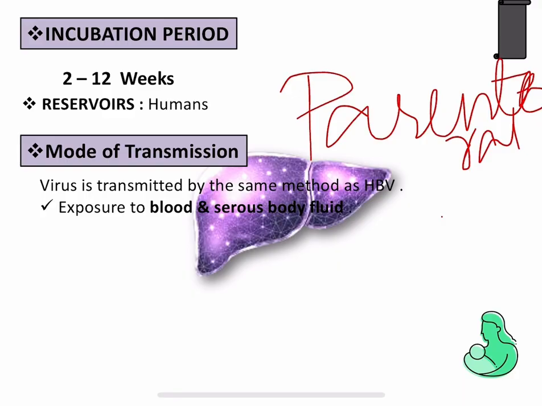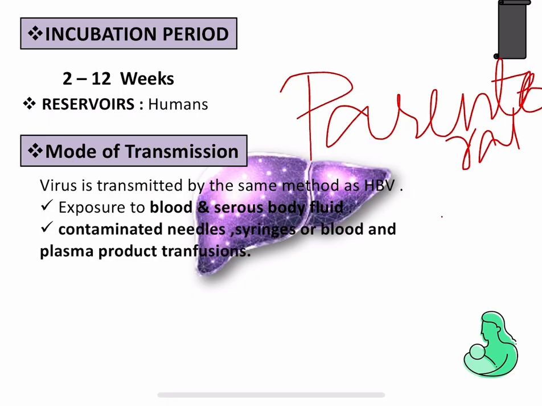So the virus is transmitted by the same method as HBV, which is again parenteral, vertical transmission, sexual transmission, but more prominently it is parenteral. So the exposure to the blood and the serous body fluids will result in the transmission. What do you mean by exposure to blood and serous body fluid? If a person is infected with HBV plus HDV, then the co-infection could be there, or the person can be super infected. These people, if their blood is transfused to a healthy individual without screening, or there is an exposure to their blood through the cuts or the abrasions, they can result in the transmission.